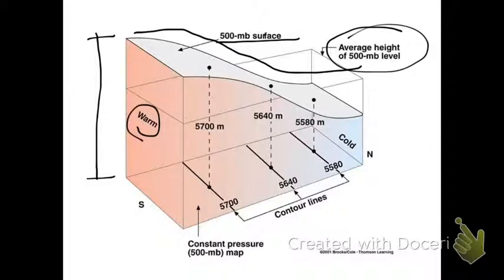The warm temperature, the 500 millibar level, is going to be at a higher altitude above sea level, while the colder temperatures will yield a lower altitude above sea level at that same pressure level. This is because warmer temperature yields a higher altitude above sea level, greater expansion of the molecules, while cooler temperature, more condensed air molecules, yields a lower altitude above sea level for the constant pressure.